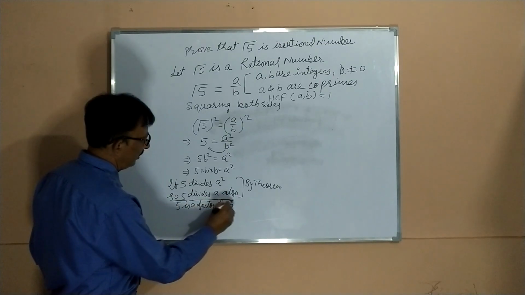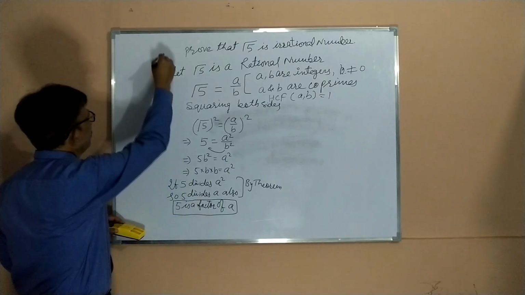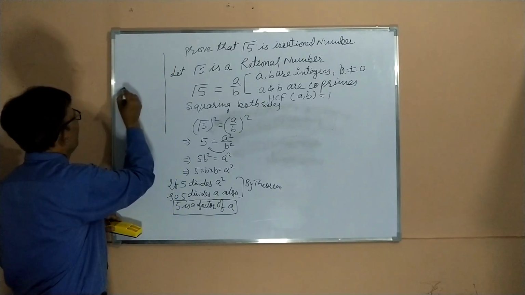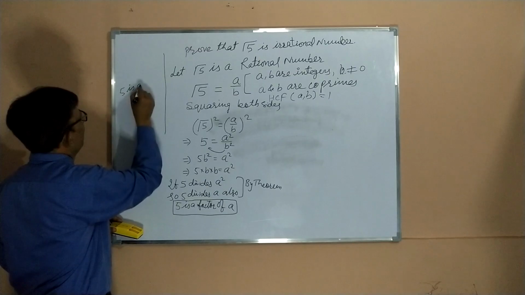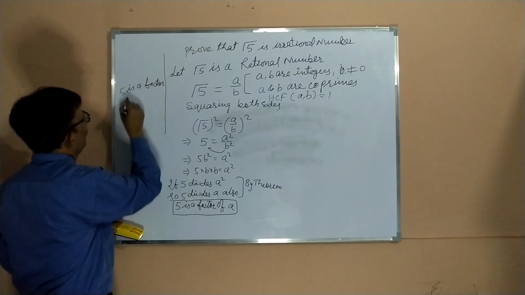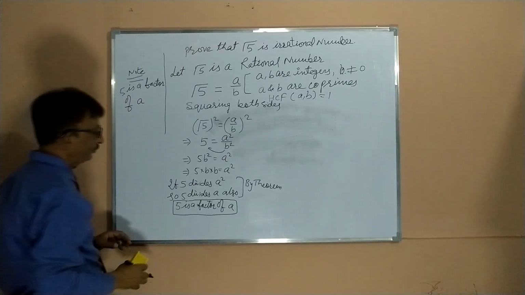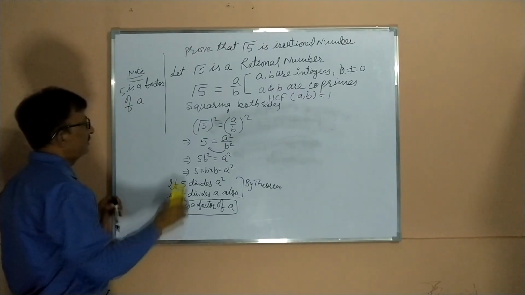We will keep it in our mind: 5 is a factor of a. Separately I am writing it here to remind us: 5 is a factor of a. Now, the second part of this same question.